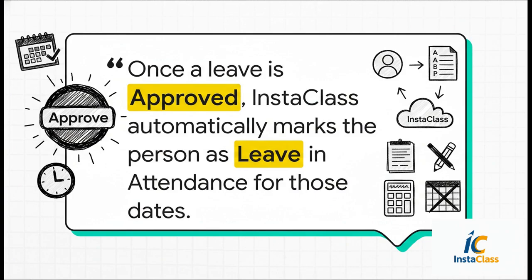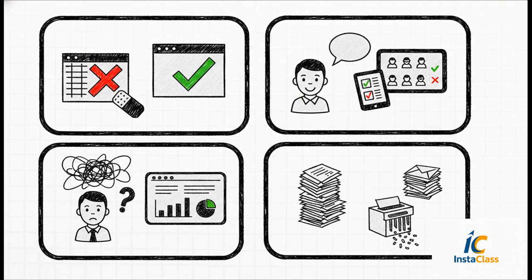It's just done. And just think for a second about what that solves. Instantly, manual attendance errors are a thing of the past. Teachers can see exactly who's on approved leave before class even starts. Admins get a real-time, clear picture of staff availability. And all those physical leave letters? Yeah, you don't need them anymore. This one feature makes life easier for everyone.